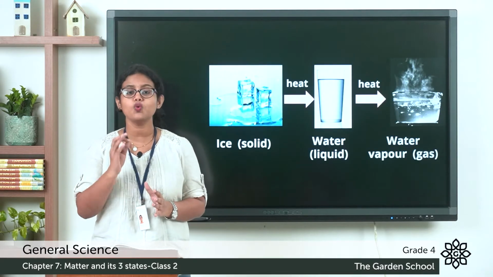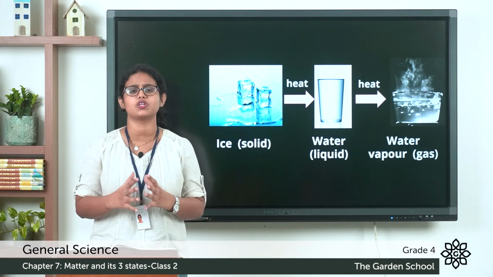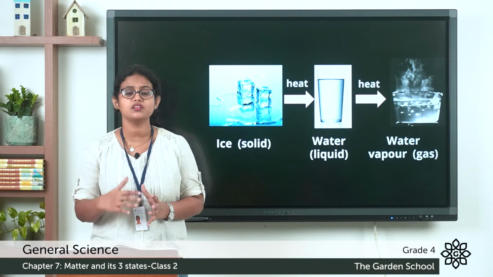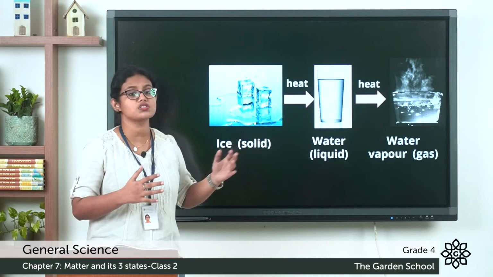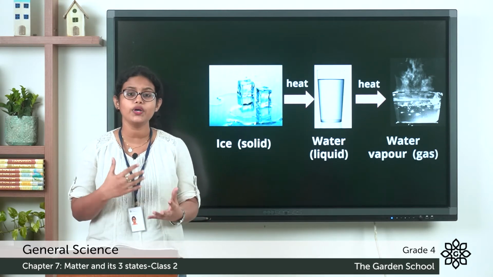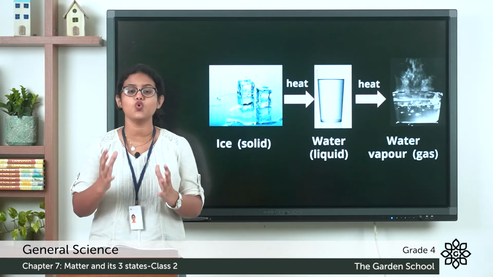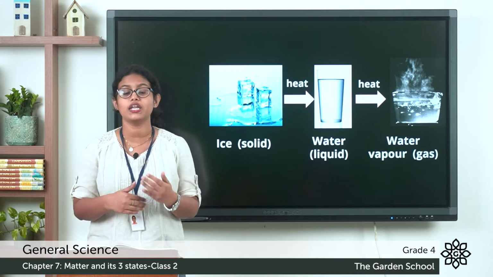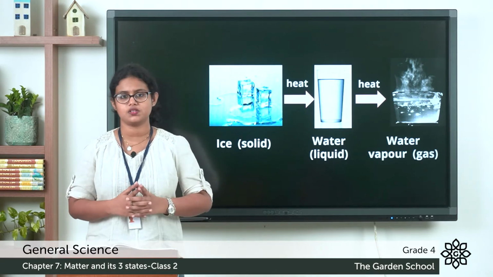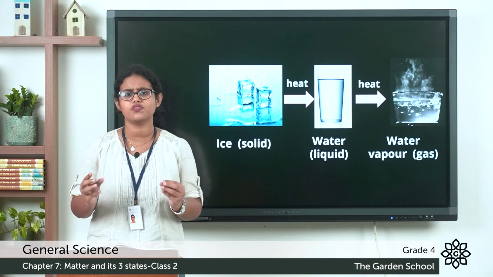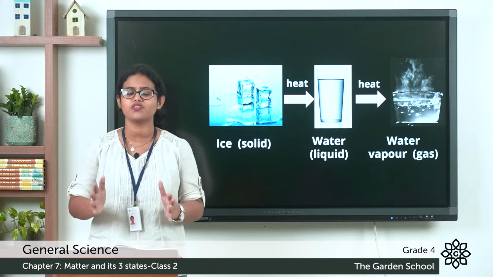Water at room temperature is in liquid state. And when it undergoes extreme temperature, it changes into other states of matter. That is, when solid is heated, it changes into liquid, and when liquid is heated, it changes into water vapor. So, water is the only element on earth which is present in all three forms.